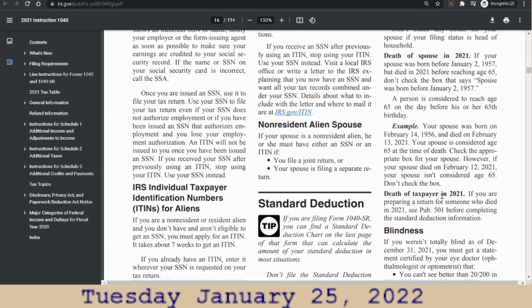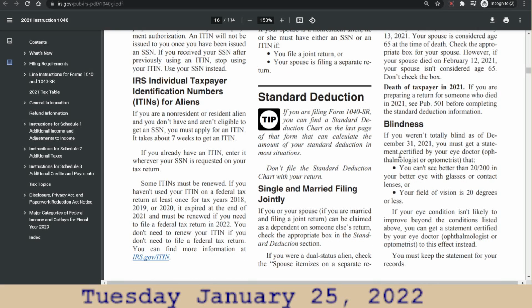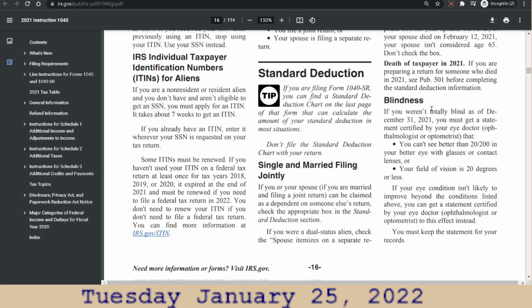Death of taxpayer in 2021. If you are preparing a return for someone who died in 2021, see Publication 501 before completing the standard deduction information. So it's very important to understand this because age is something new. They've always had blindness on there for a long time, but age is something new. So make sure you understand what is on the form there, or ask your tax advisor.